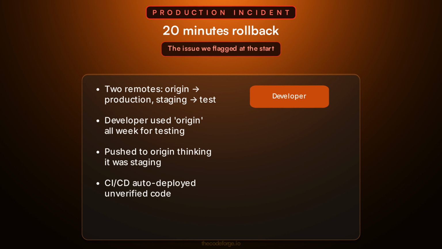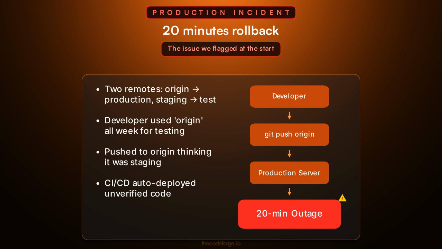This is the same issue we highlighted at the start. Here's exactly why that happened. The developer had two remotes, origin pointing to production and staging pointing to the test server. They had been testing on staging all week using Git push staging, but on deploy day, muscle memory defaulted to Git push origin. The production CI/CD pipeline detected the push and automatically deployed unverified code, causing a 20-minute outage.